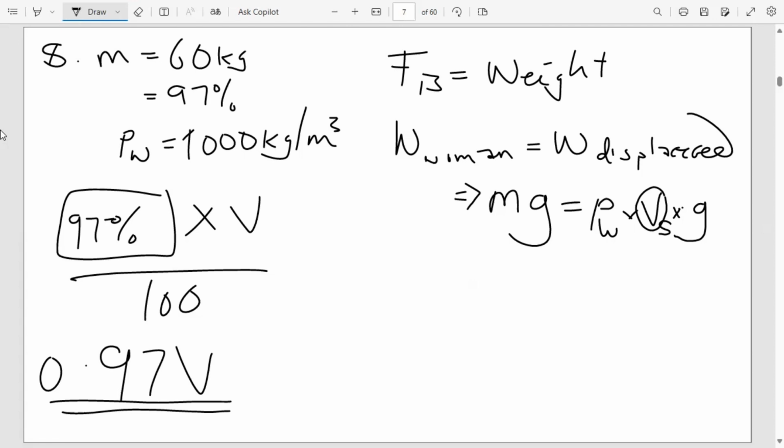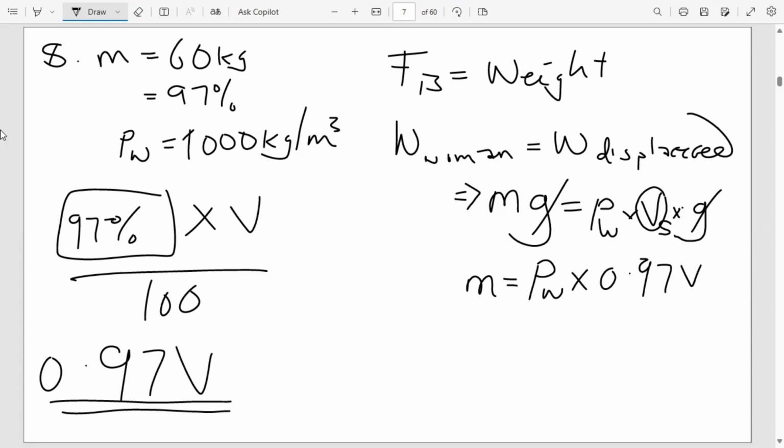So from there now, what are we going to do? We can see gravity is applying on both sides of our equation, so we can cancel out that gravity and can also cancel out that gravity. So we're remaining with mass on the other side, which is the mass of the woman. So M here will be equal to rho of the water, which is the density of the water, multiplied by the volume of the woman that is submerged, also known as the volume of the water that is displaced. So we're going to multiply this by 0.97 V, like that.